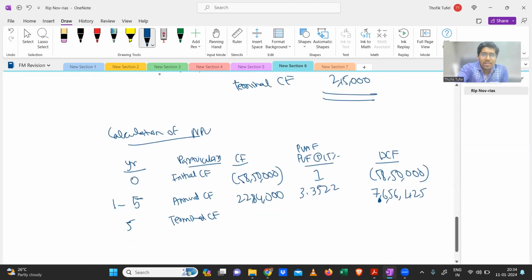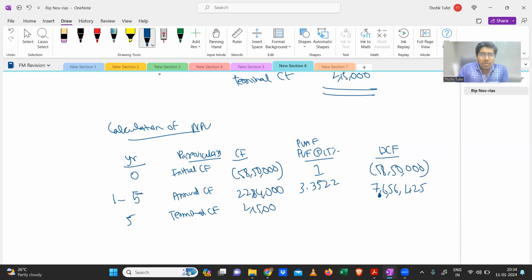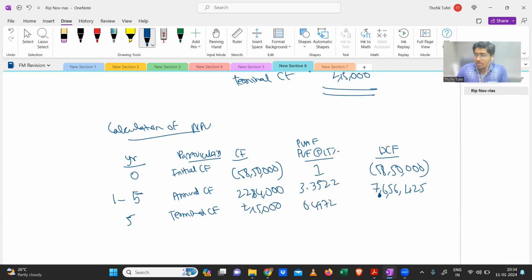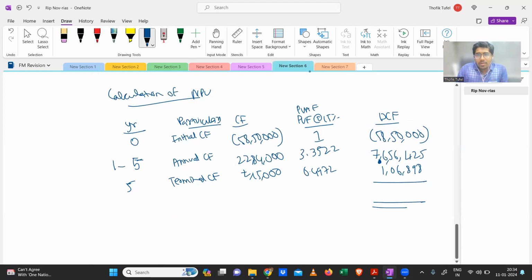This is an inflow. 2,15,000 is an inflow, because this is the fifth year. I will take the fifth year present value factor, 0.497. 0.497 into 2,15,000. What is the amount that you're getting? 1,06,898. So this will be your net present value. 76,56,425 plus 1,06,898 minus 58,50,000, you're getting 19 lakhs 13,320.